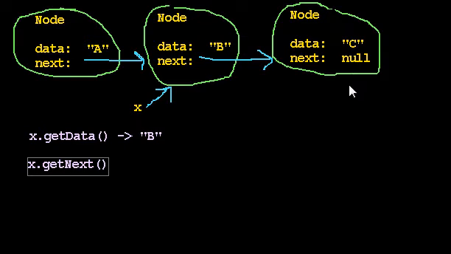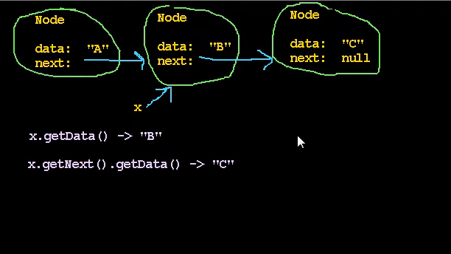Okay, so that's x.getNext, and the value of x.getNext is itself a node, and one of the things I can ask a node is, get me your data. In this case, that data is going to be c, which is what I wanted in the first place. So this gives us a sense of how we can get a value from a node, how we can get the value from the next node, how we can get the next node, all that good stuff.